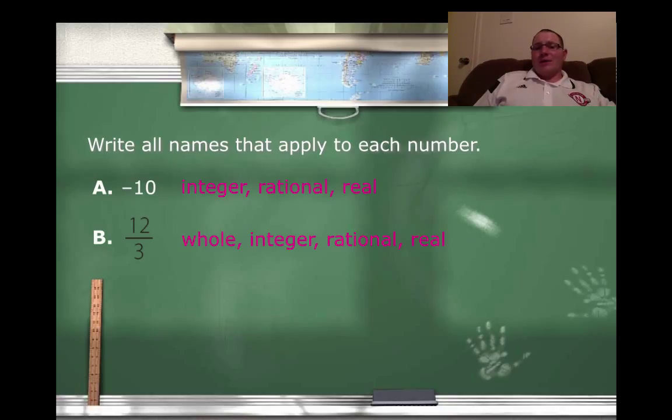So what they're asking you to do in these situations is give as many possible ways to describe it. Could you describe this as a rational number? Yes, you could because it's written as a fraction. Well, all rational numbers are also real, so you could also explain it as a real number. Since it's a whole number, that automatically makes it an integer because all whole numbers are integers.